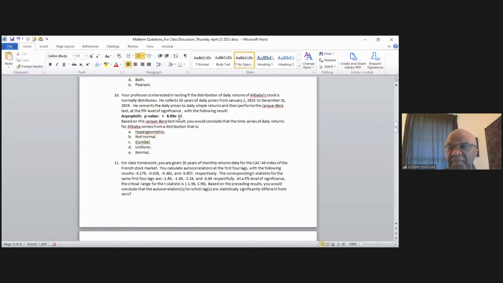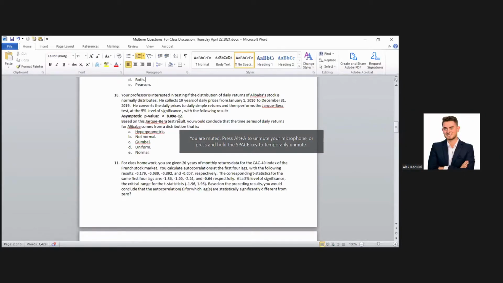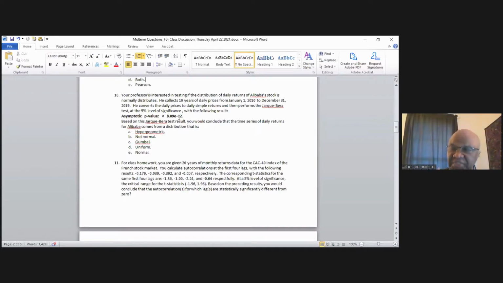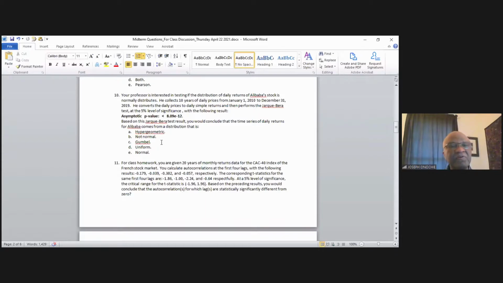Because this is much less than 0.05, at the 95% confidence, that means you reject the null. But you have to know what the null hypothesis is for the Jarque-Bera test. Does anybody remember what the null hypothesis is? Yeah, that the distribution is normal. And because now we are rejecting that, we're rejecting it in favor of the alternative, which is not normal. So the answer should be what? B. Right? Okay. So for many of these tests, it would be nice if you just keep remembering what the null hypothesis is and what the alternative is.